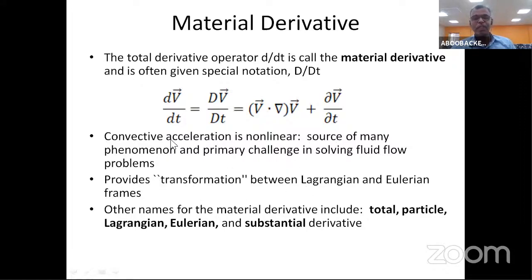And also it represents the transformation between Lagrangian and Eulerian. In fluid mechanics, in Lagrangian we concentrate on a system, a particular mass, whereas in Eulerian we focus on a particular region. So the relationship between a particular system and a region is obtained through this relationship. Also, there is the Reynolds transport theorem to relate the system to control volume approaches. These are also called by other names: total derivative, substantial derivative, etc.